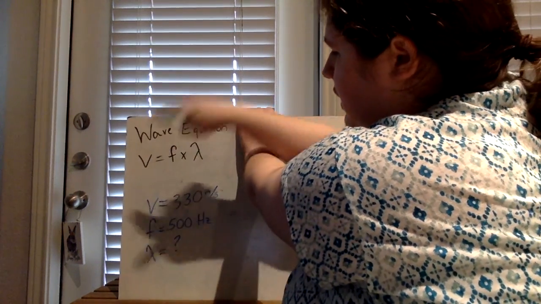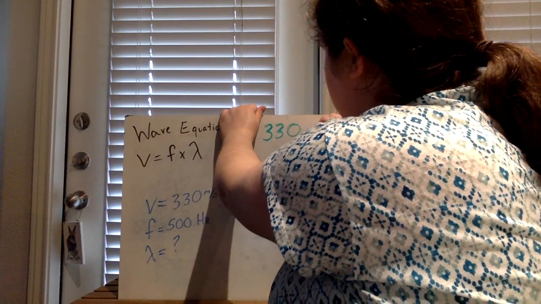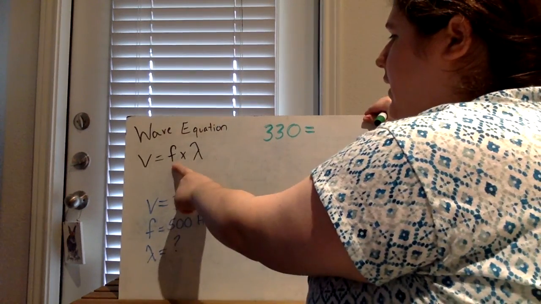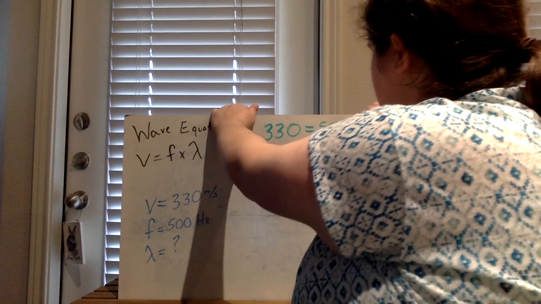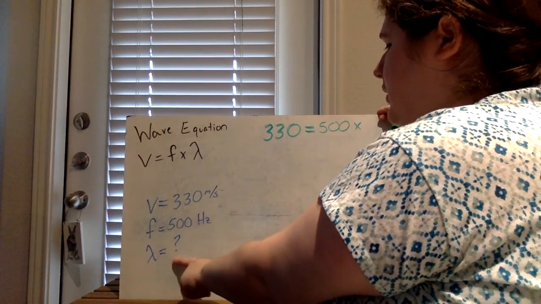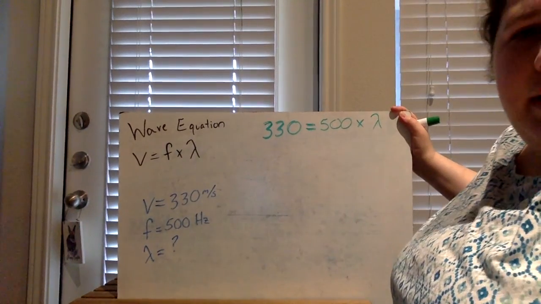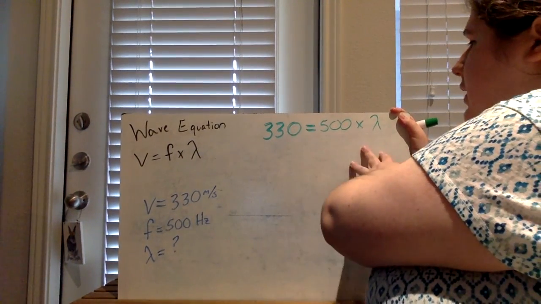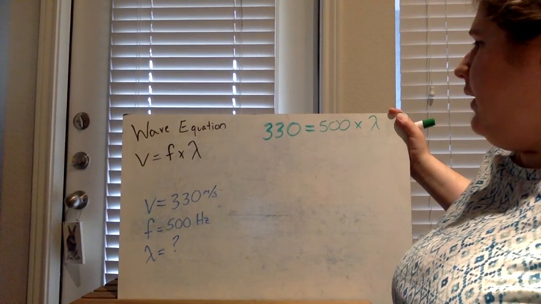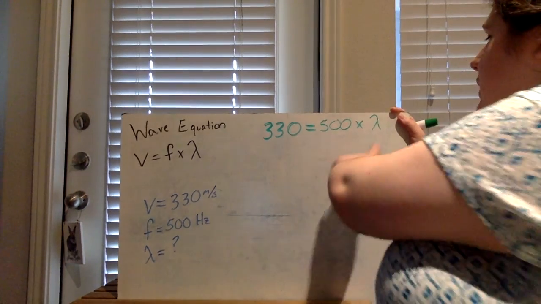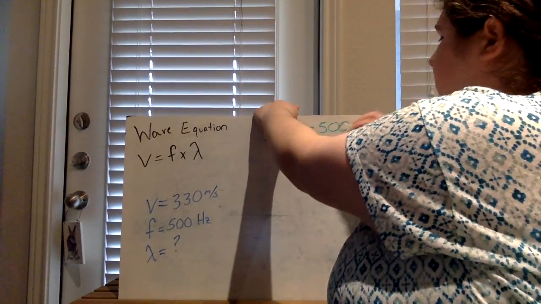Okay, V is 330, is equal to F, which is 500, times lambda. I don't know the wavelength. That's what I'm solving for. Now, I have my information plugged in. However, it's not as simple as just multiplying this time. In this case, I'm going to have to divide. So I want to get lambda by itself, so I need to get rid of this 500. I'm going to divide both sides by 500 to get rid of that.